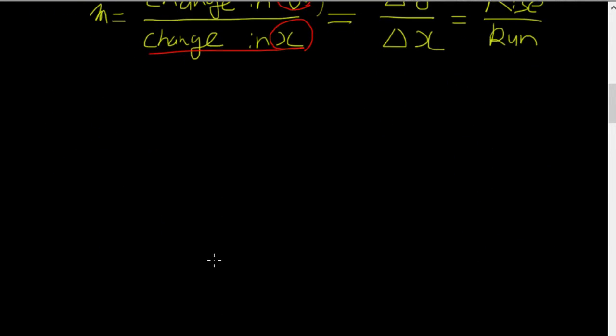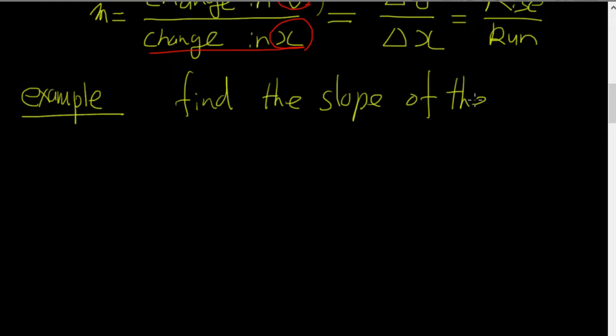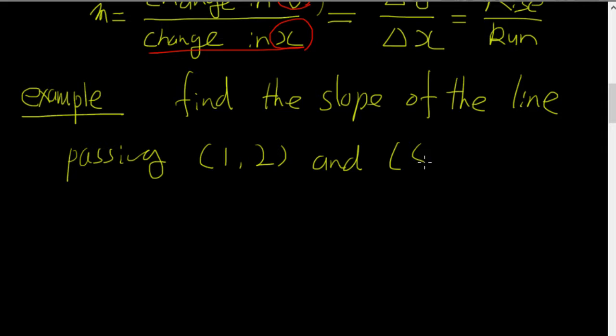So, just a simple example. Let's say find the slope of the line passing through 2 points. Let's say (1, 2) and (5, -3). Something like this. So how do we find this?